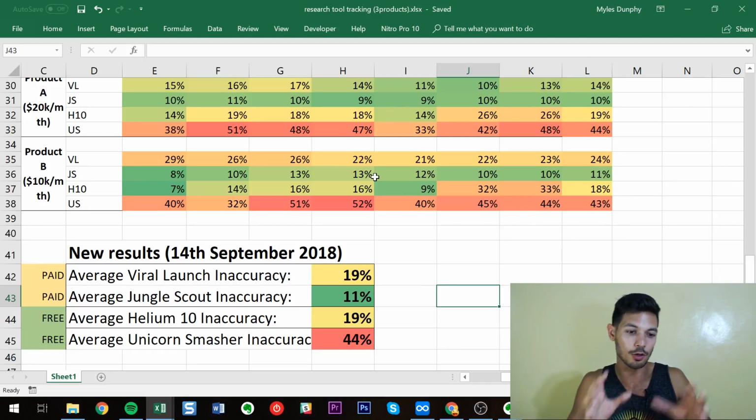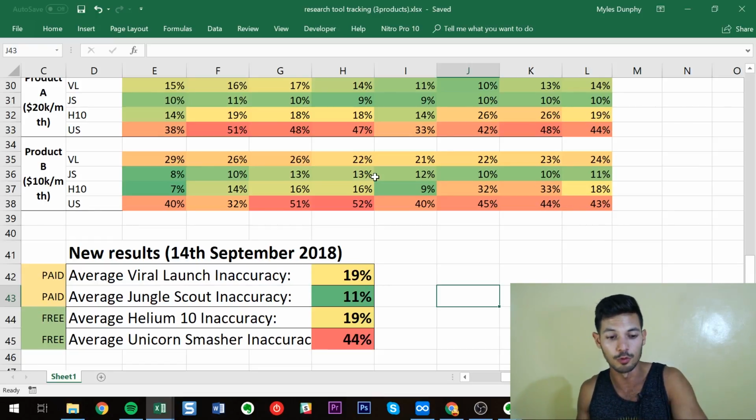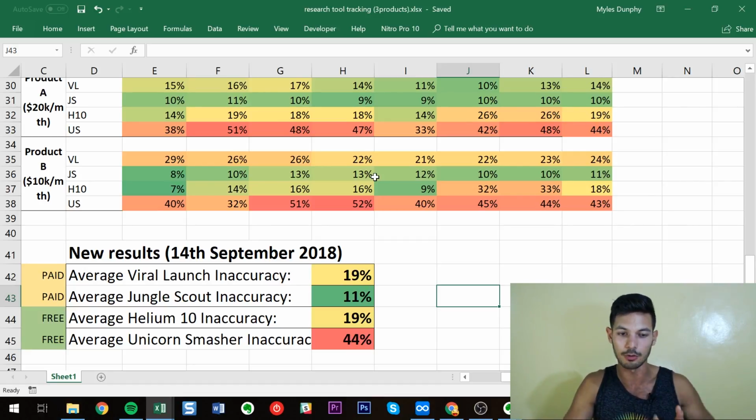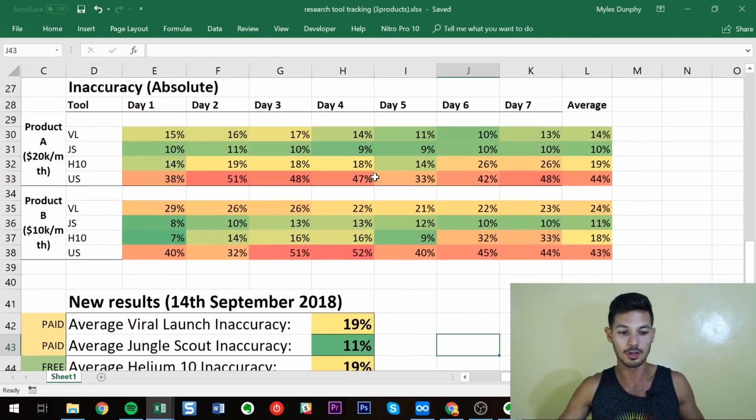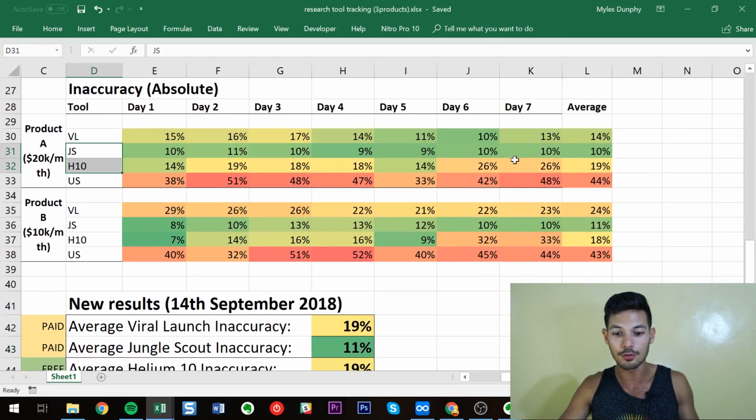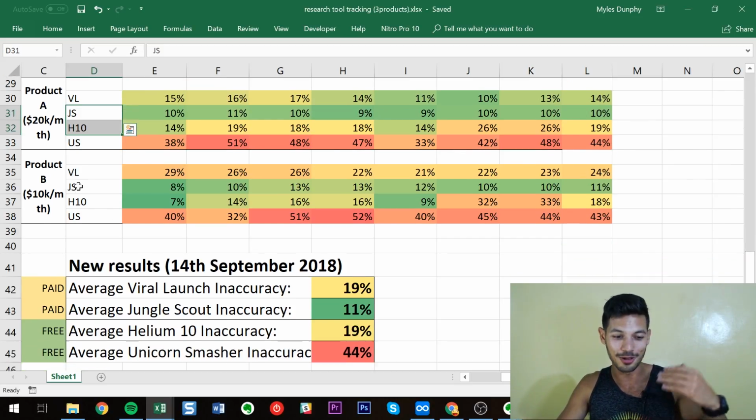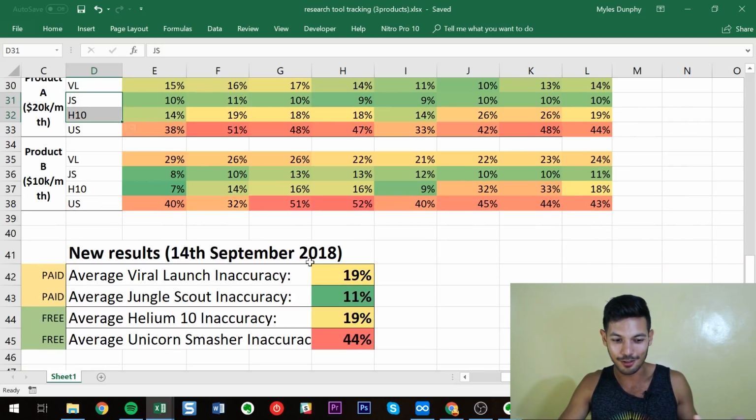Spend that time elsewhere. If, for example, you're using this as another excuse to stop from moving ahead because you can't decide between using Viral Launch, Helium 10 or Jungle Scout, then please stop using that as an excuse, because at least 3 of these are going to give you decent results. So again, Unicorn Smasher is really far out. I would not consider it. But out of these other 3, they're all good enough, okay?